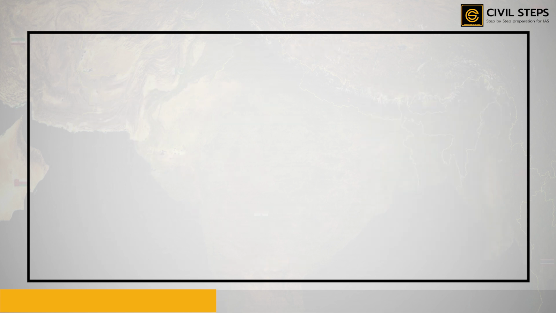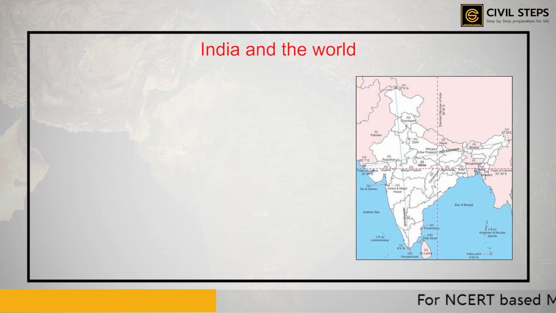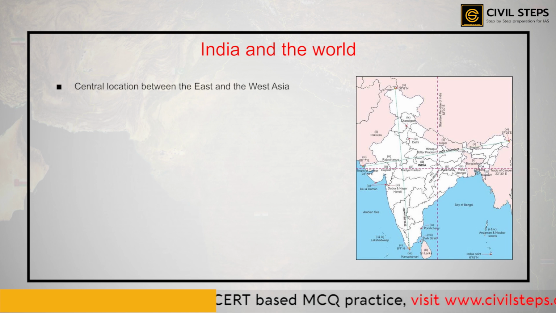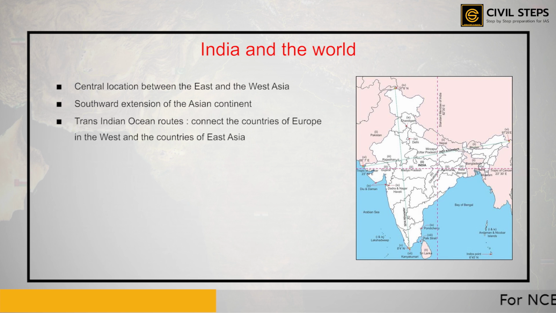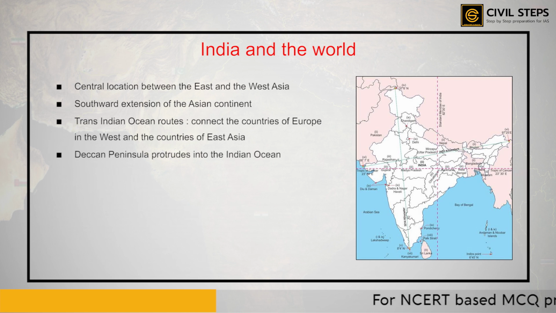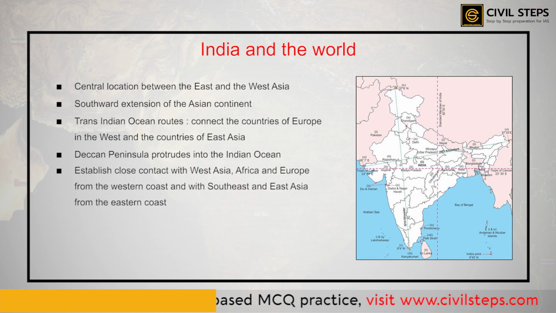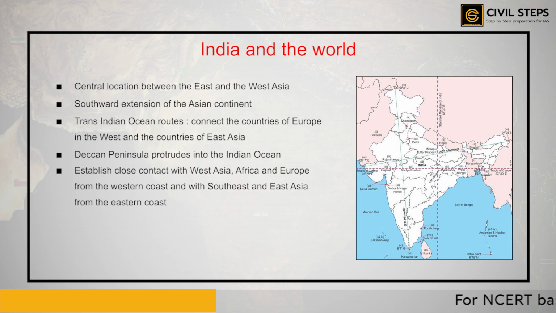Now let us have a look at India and the world. The Indian landmass has a central location between East and West Asia. India is a southward extension of the Asian continent. The trans-Indian Ocean routes, which connect the countries of Europe in the west and the countries of East Asia, provide a strategic central location to India. We should notice that the Deccan Peninsula protrudes into the Indian Ocean, thus helping India establish close contact with West Asia, Africa and Europe from the western coast and with Southeast and East Asia from the eastern coast.